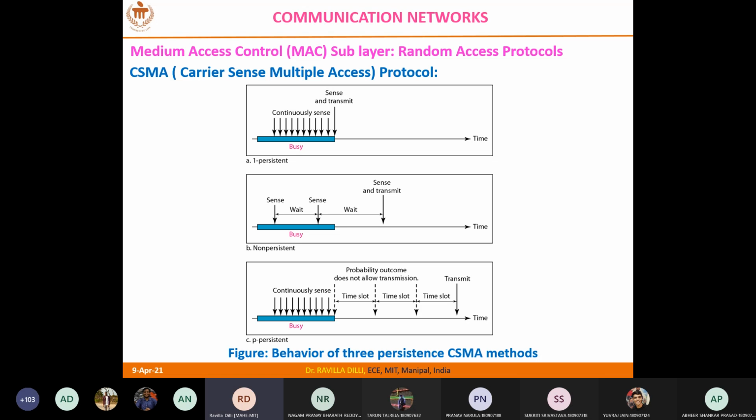Fine. Now coming to P persistent. Here you are doing two different things. One is that you continuously sense, like one persistent. After the channel is idle, you still do not transmit. Instead, you are waiting for different time slots. You are going to transmit with the probability P, or you are going to wait for a time slot and go for the next check, and then you transmit. That is how P persistent works.